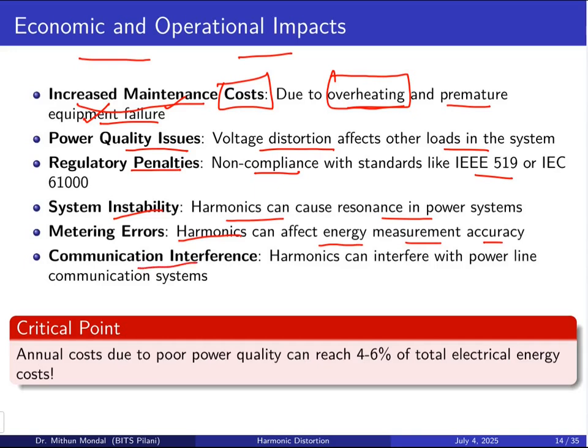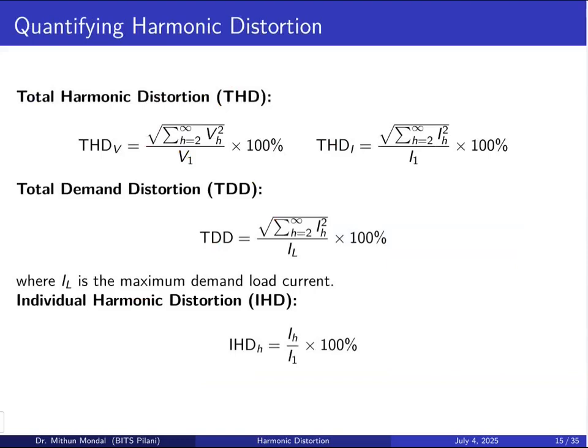Communication interference, if we talk about it, then harmonics can interfere with the power line communication system as well. As a critical point, the annual cost due to poor power quality can reach 4 to 6% of the total electrical energy cost. So you can see that when we talk about power quality issues, especially harmonics, it plays a very important role in the economics involved in electrical energy costing.